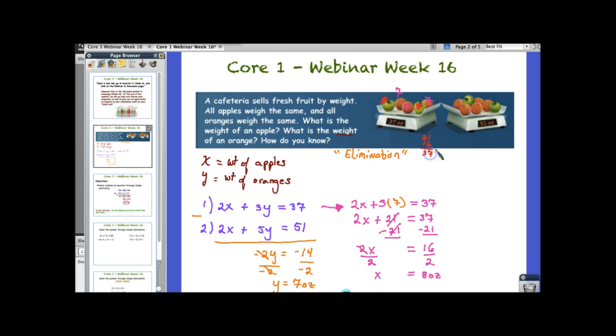So it works on the first scale, but I would want to make sure that it also worked on the second scale. Again, I have 8 and 8 for my apples, and then my oranges are 7 ounces each. So I would do 7, 7, 7, 7, and 7. I have 5 sevens, which is 35, and I have 2 eights, which is 16. If I add that together, I do get 51 ounces. So that's a good check.